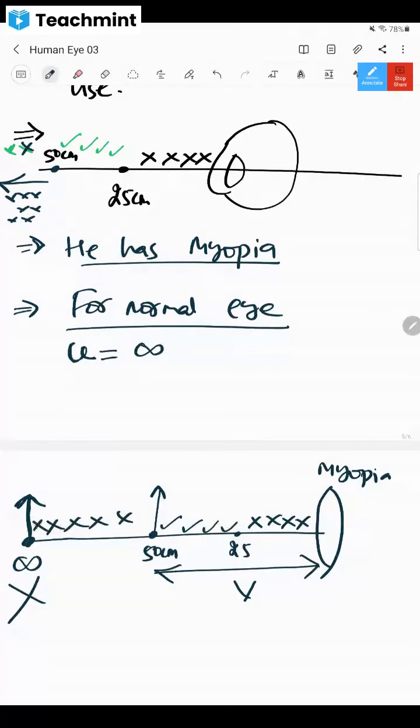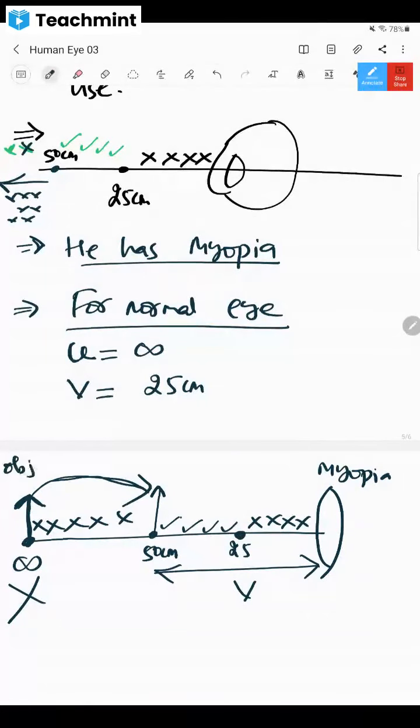Now, if I want to correct it, whatever is at infinity has to be brought to at least 50 centimeter for him. Within that is also fine, 30 centimeter is also fine, but up to 50 centimeter he can see clearly. So the object distance is infinity, and we have to make the image distance 50 centimeter. Are you understanding what I'm trying to say? Yes, sir.